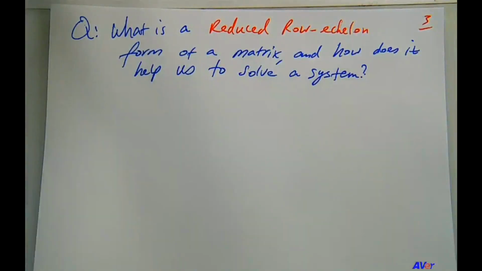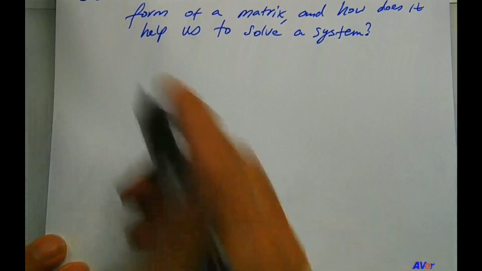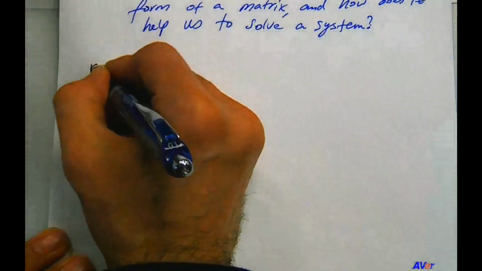Okay, that's the question before us. Well, now let's take that same augmented matrix that we used in the previous example for row echelon form. We're going to use the same augmented matrix, but this time we're going to write down the reduced row echelon form for it. So here's that example.